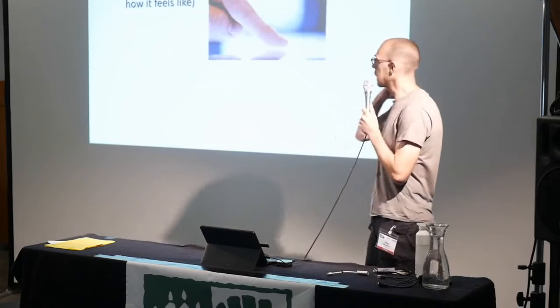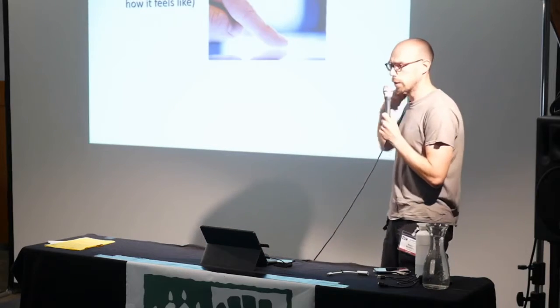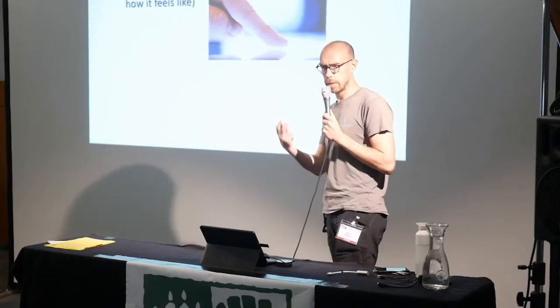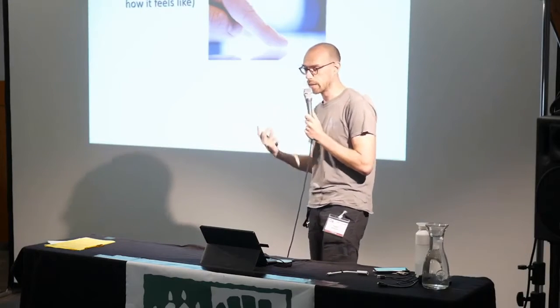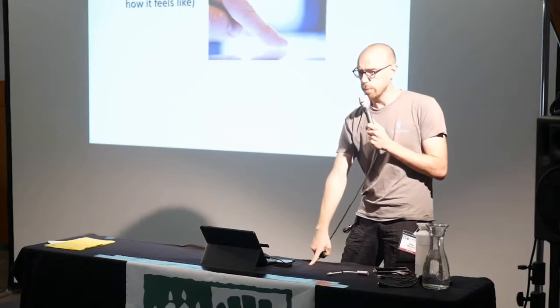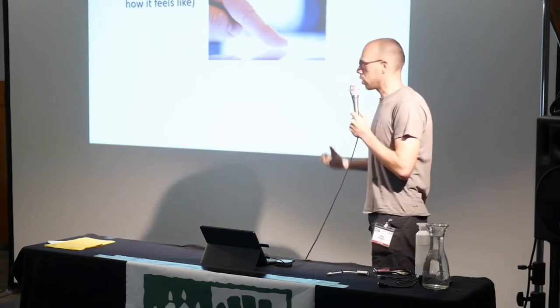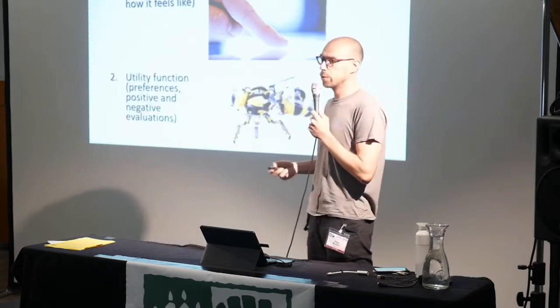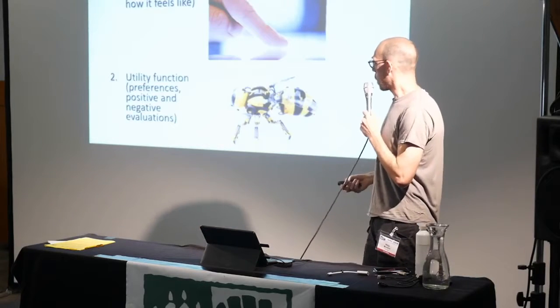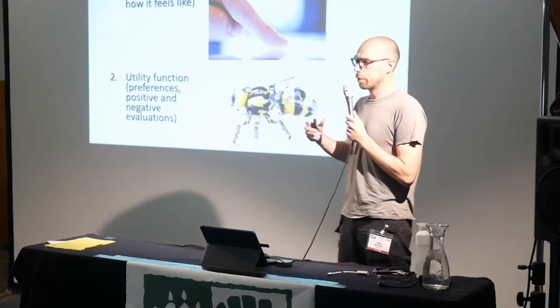What do I mean with sentience? There are actually two properties. First, you need a consciousness. That means how it feels like, an awareness. Like I can touch the table, and I know how it feels like when I touch the table. So you also need a second property, that's a utility function. Now, that means preferences, positive and negative evaluations.